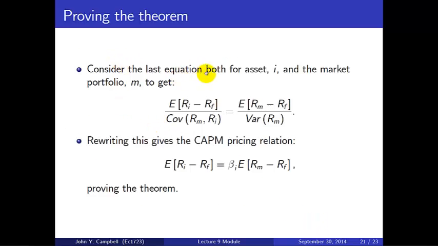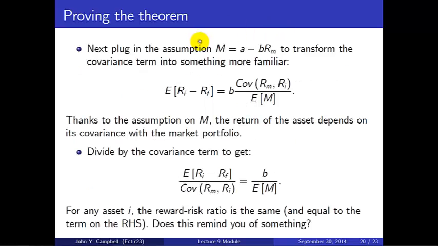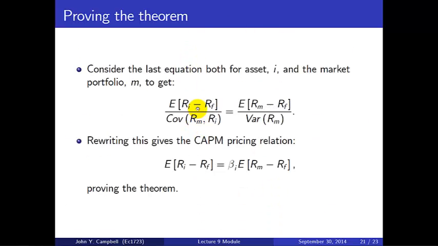Okay, so now consider the last equation, both for asset i and for the market portfolio, which we write little m. Don't confuse the little m of the market portfolio with the big M of the stochastic discount factor. But anyway, we have this ratio here for asset i has to be the same as the one for asset m, the market portfolio. And if we rearrange this, in other words, we just multiply through by the covariance, we're going to get that the risk premium on asset i is the covariance with the market divided by the variance of the market times the risk premium on the market. That is, in other words, it's the beta times the expected excess return on the market, and that proves the theorem.